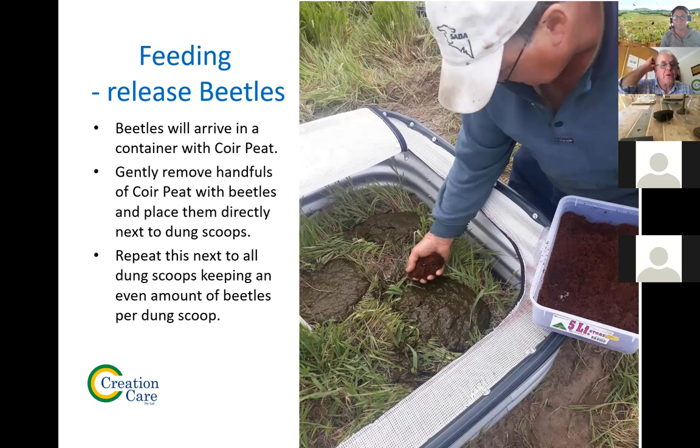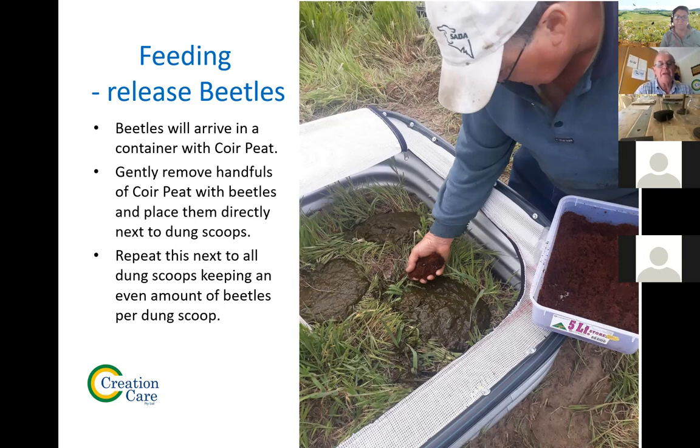Gently remove a handful of coir peat with the beetles and place them next to the dung scoop, not on top. Traditionally, a lot of beetles have been released by putting them on top of the dung pad. What happens then is that the peat falls away. The beetles are exposed, it sees you, it panics, it wants to fly away. But if you put it down by the side, it's covered in that bit of peat, and it's less likely to fly away. Plus, in my experience, 80 to 90% of the dung beetles I've released on top of the pad walk to the side of the pad and go into the dung pad at the side anyway, so you might as well put them down there.